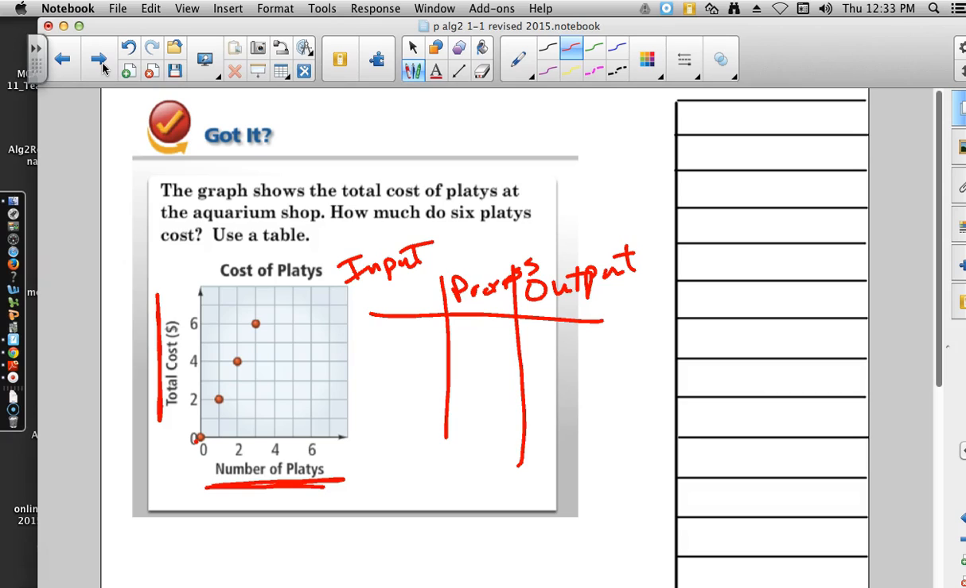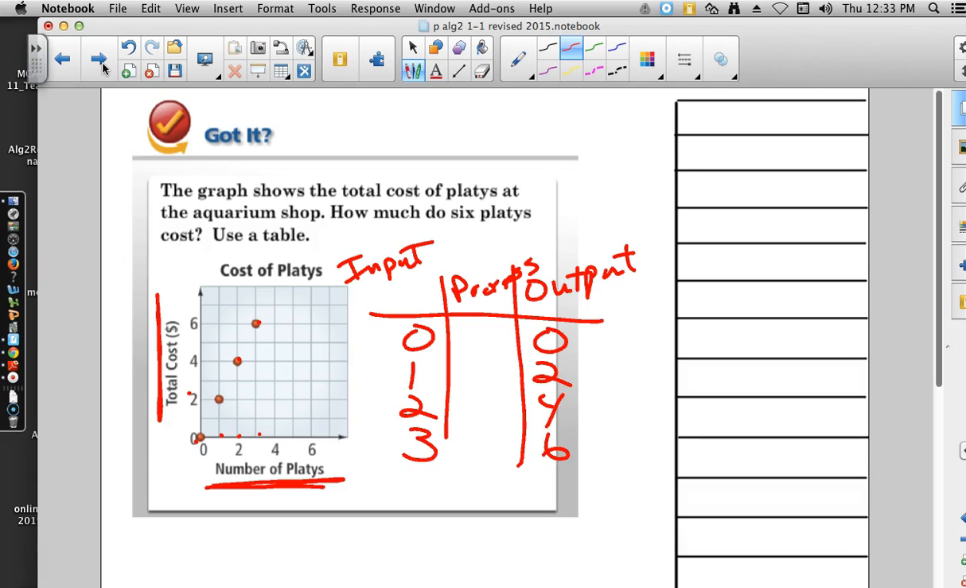So 0 platys in equals 0 on the output. Well, that makes sense. This is about total cost. If you don't buy any, you don't pay anything. Well, on the next dot that we see here, we have a 1 and a 2. Well, we already know how much a platy costs. 1 platy is $2. Absolutely know that now. So 2 platys are 4, makes total sense, and 3 platys are 6.